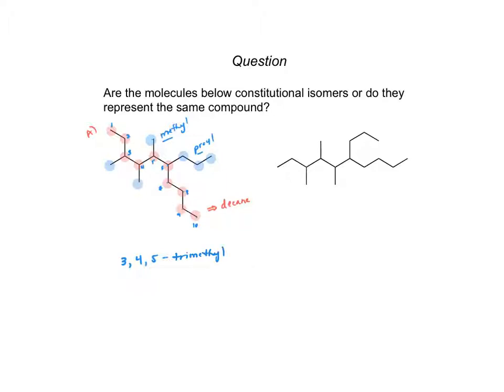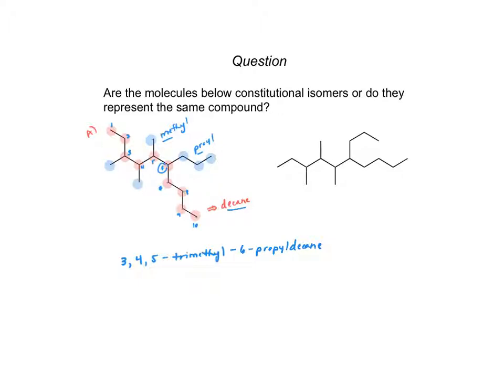And then we have our second type of substituent, the propyl group. That's at the 6th position. So this is 3, 4, 5 trimethyl, 6 propyl. And then we have the parent name, so decane. Okay, so that is the name for that guy, which is hard enough.